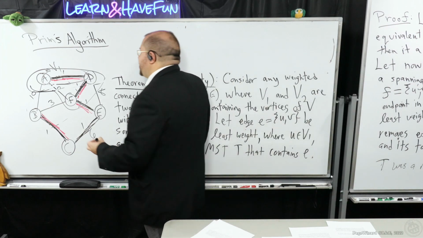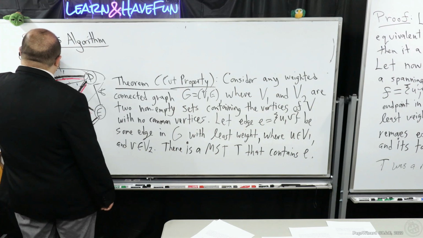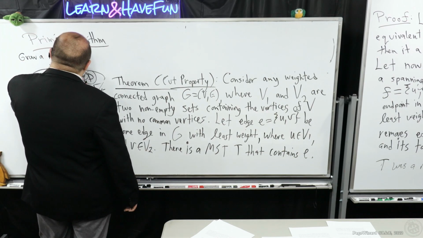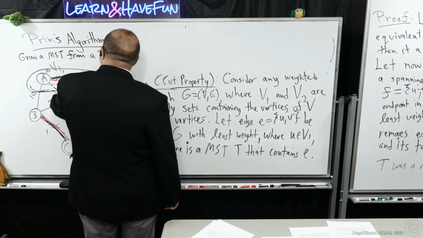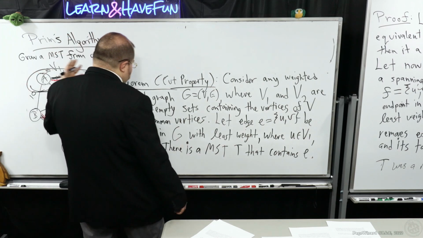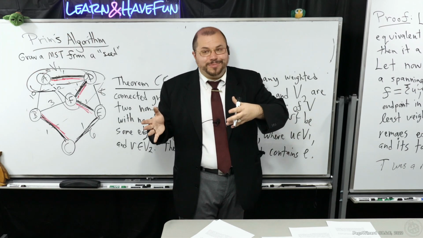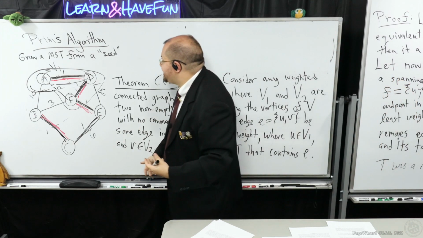So Prim's algorithm is just simply where you grow a minimum spanning tree from a seed. So the way the cut works here is that you always pick the least weight edge from one side of this cut to the other, or from inside the blob to the outside of the blob. Think of it as picking the closest vertex to the blob.